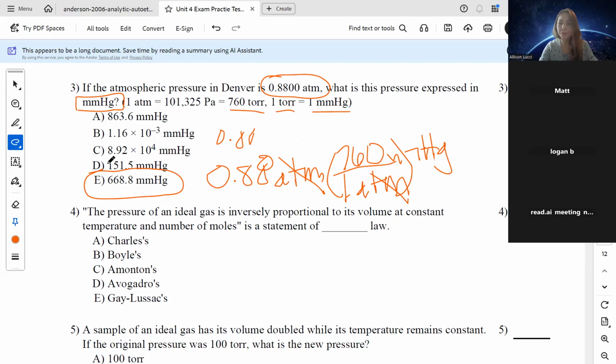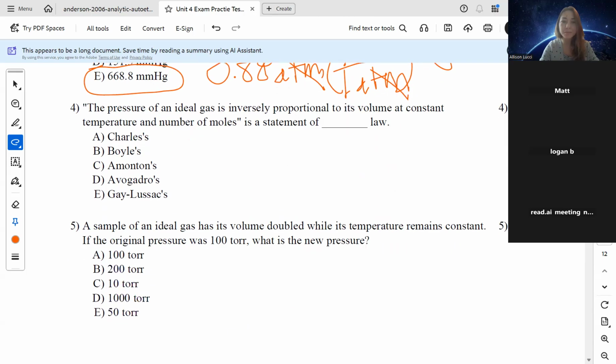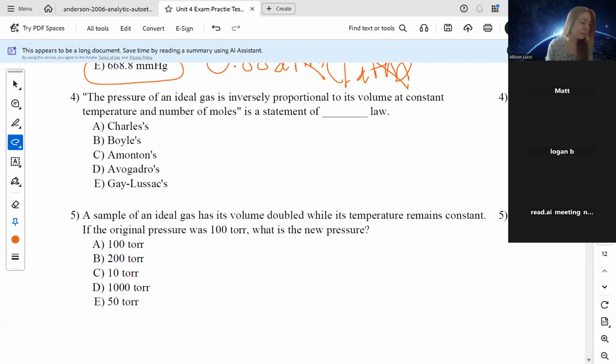All right, so also feel free to raise a hand or stop me if I'm going at too fast a pace. But you're going to see some conversions. This next question is kind of the definition of a certain law that we studied here. So we're going to look at what's being related. We have pressure is inversely proportional to volume. We looked at how if we multiply pressure times volume, we would get a constant. This is our definition of Boyle's law.